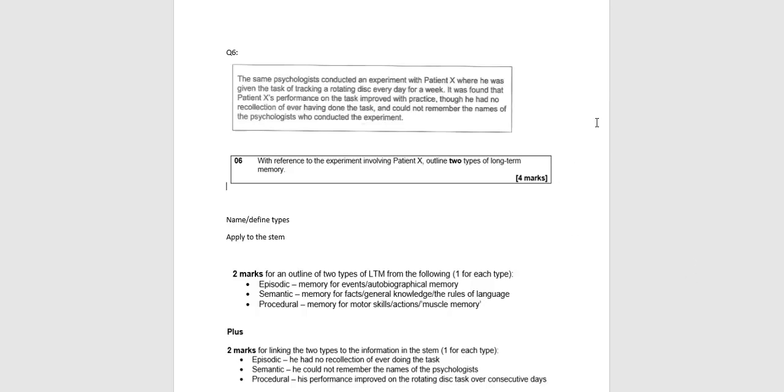This is in a sample paper from AQA, and it says the same psychologist conducted an experiment with patient X where he was given the task of tracking a rotating disc every day for a week, and it was found that patient X's performance improved with practice, though he had no recollection of ever having done the task and could not remember the names of the psychologists who conducted the experiment. So the specific question is, with reference to the experiment involving patient X, outline 2 types of LTM, 2 types of long-term memory.